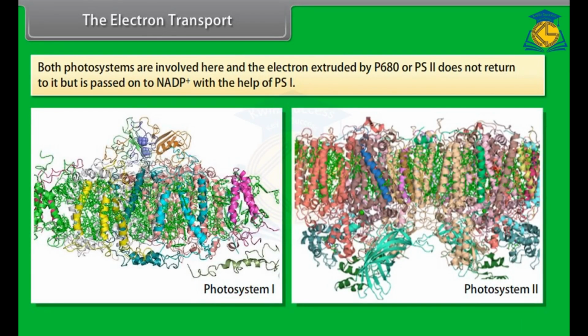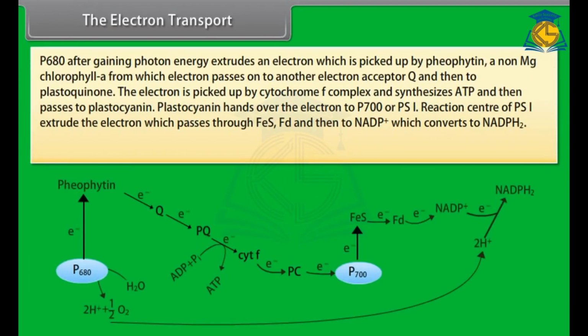The electron transport. Both photosystems are involved here, and the electron extruded by P680 or PS2 does not return to it but is passed on to NADP+ with the help of PS1. P680, after gaining photon energy, extrudes an electron which is picked up by pheophytin, a non-Mg chlorophyll A, from which the electron passes on to another electron acceptor Q and then to plastoquinone. The electron is picked up by the cytochrome F complex, which synthesizes ATP, and then passes to plastocyanin.